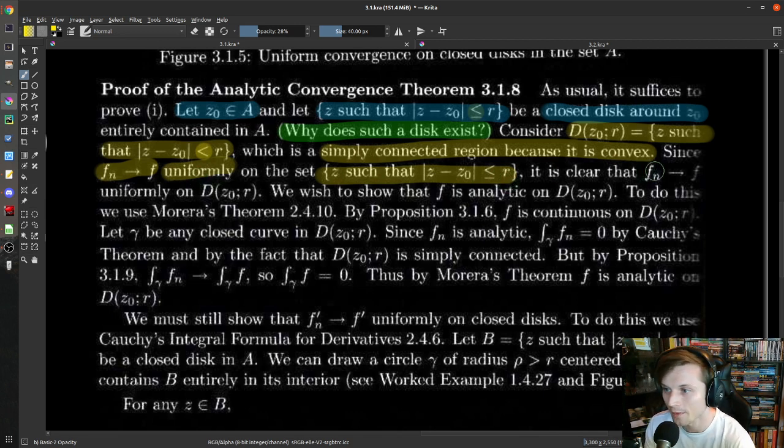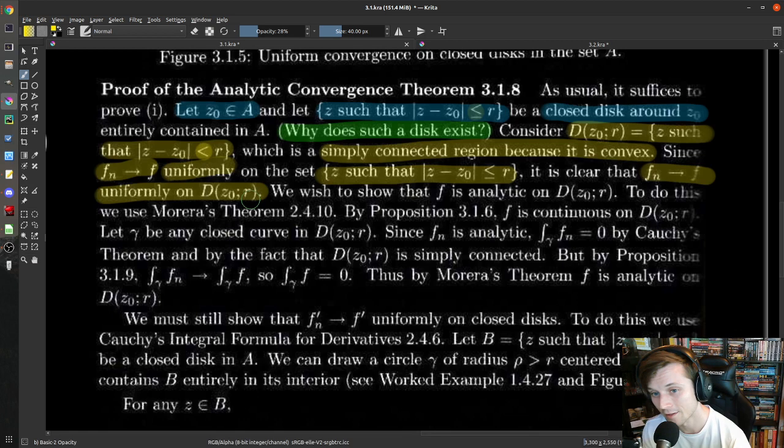Okay. It is then clear that Fn converges to F uniformly on the interior of the set we just asserted that it converges uniformly on, that is D(z naught, r). This open disk centered at z naught of radius r is certainly contained in the closed disk centered at z naught of radius r. Kind of obvious. We're being a little bit verbose right here.